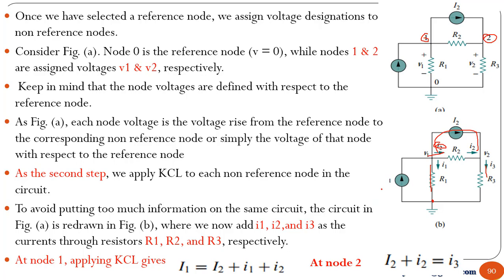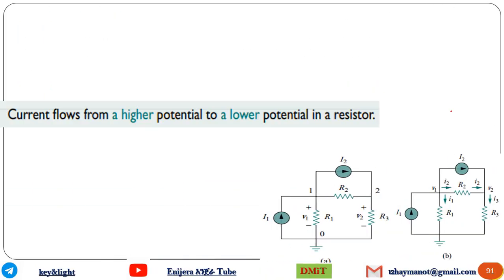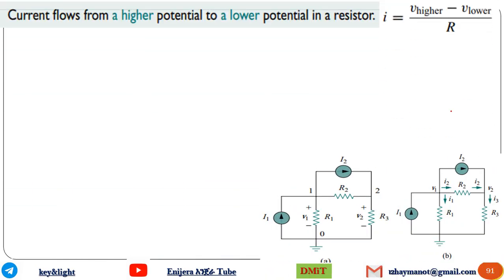There is I1, I2, I3 and this I2. Therefore, I1 is the sum of I2 and I3. So current flows from high potential to low potential. That is the difference V high minus V low over the resistance.